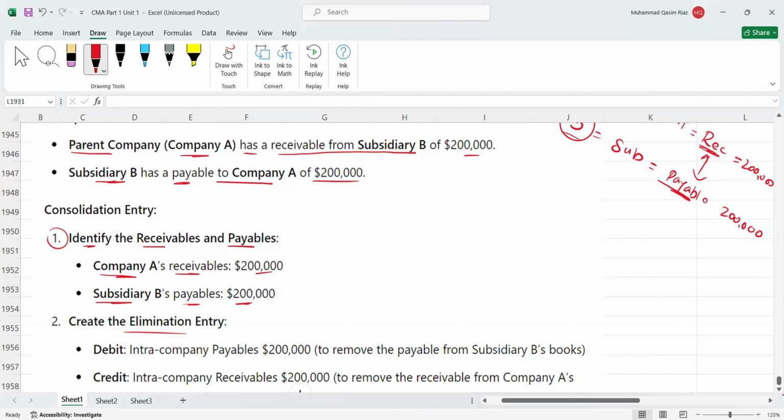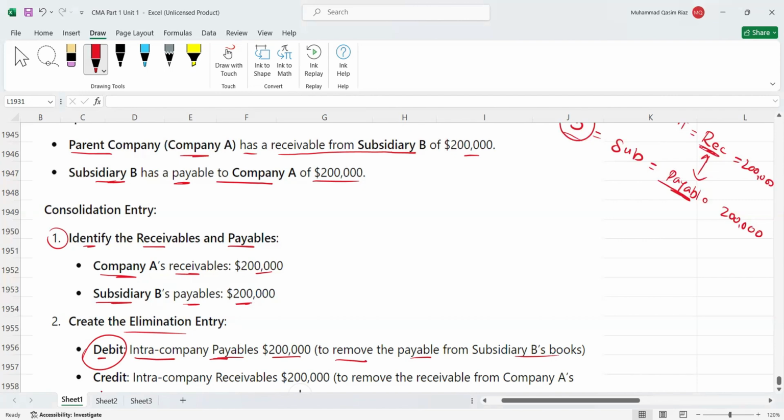And how will you eliminate? This entry we will pass. We will debit intra-company payables, because usually payable is credit. So if we debit the payables, it means we are removing that amount, right? So we'll debit the intra-company payables of $200,000. Why are we debiting payables? To remove the payable from the subsidiary's books, because B has to pay.